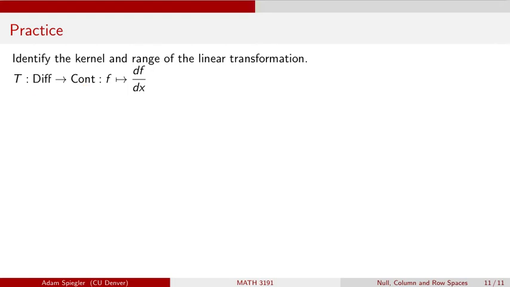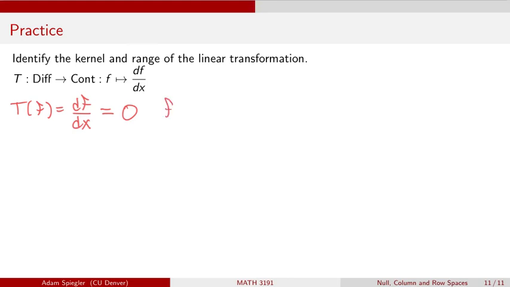And so our map is going to be, let's take some differentiable function f and map it to its derivative. And if a function f is differentiable, then its derivative will be continuous. So this map is going to be well defined. So what we'd want to think about are what are all of the functions T of f, and again, this map would say, let's take the derivative of this function. What are all such functions that have derivative equal to 0?